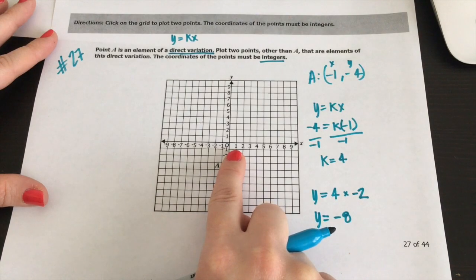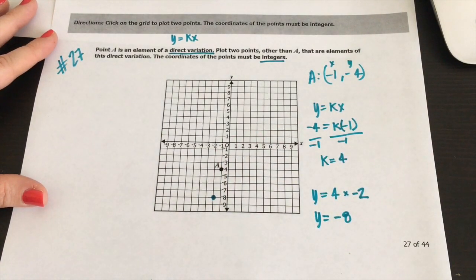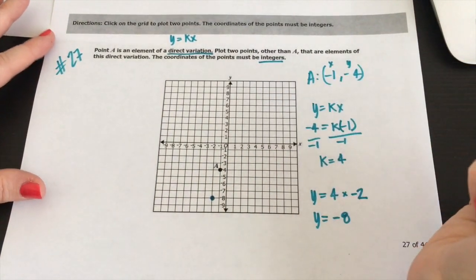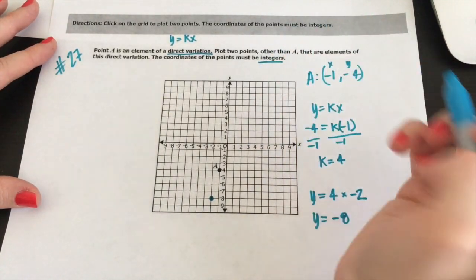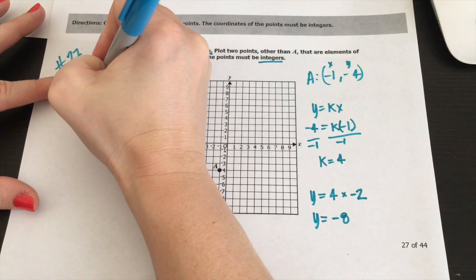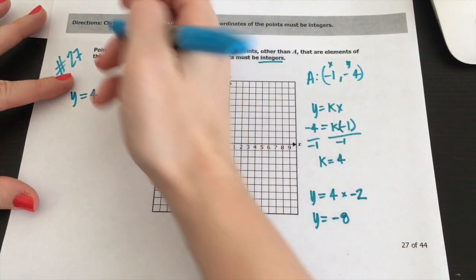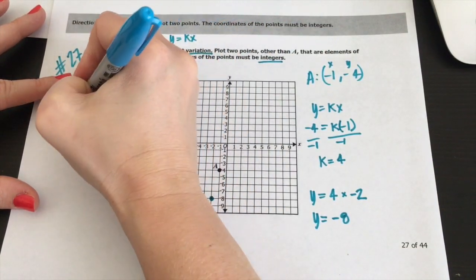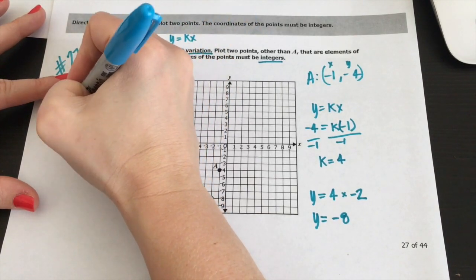If we choose 4, we could choose 4. We could choose 0. So let's keep going. y is equal to 4 times, let's choose 0. 4 times 0 would be 0. So y is equal to 0.